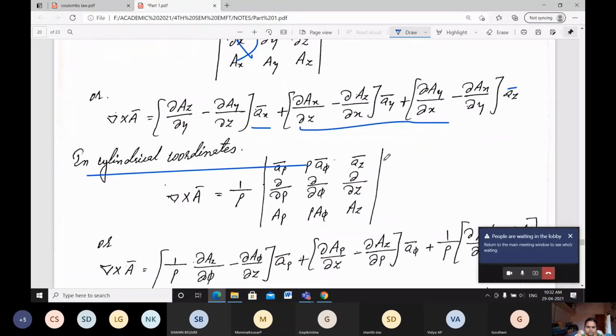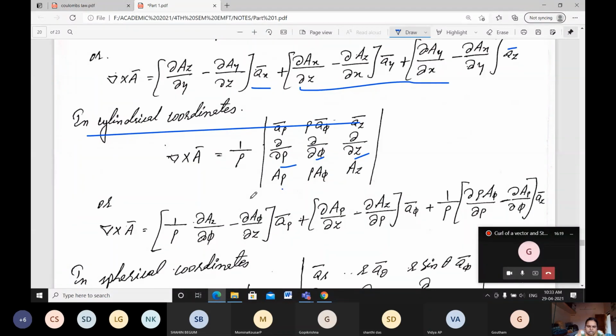In terms of the cylindrical coordinate system, we can write del cross vector A as equal to 1 by rho, with the unit vectors a rho, rho times a phi, and az. Here it is going to be varying with respect to rho, phi and z. For that reason, dou by dou rho, dou by dou phi, dou by dou z, and here the components A rho, A phi, Az.